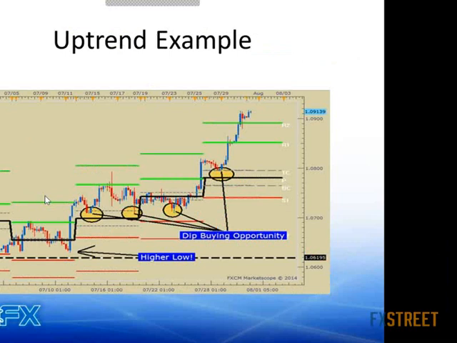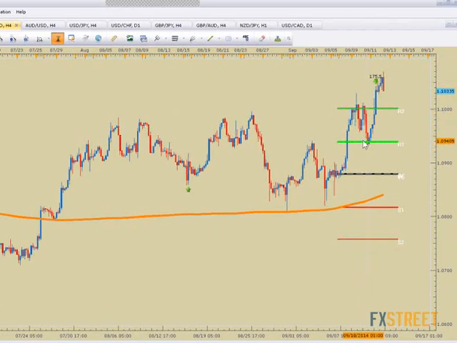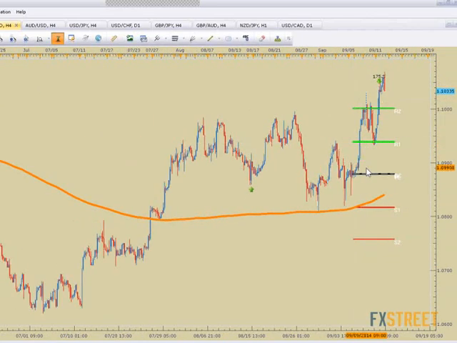So dollar Swiss is in an uptrend, dollar CAD is in an uptrend, and it's the same argument. You can buy the dip, a phrase we used a little bit earlier, and you can get out at some of these clean targets. So let me bring up that dollar CAD chart once again. Right, this can be just a helpful way to get out on strength.